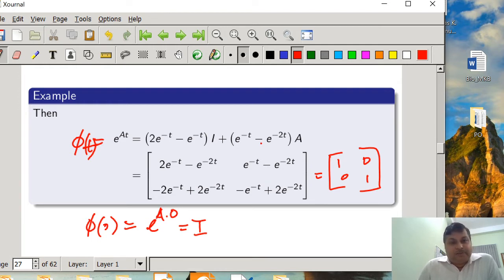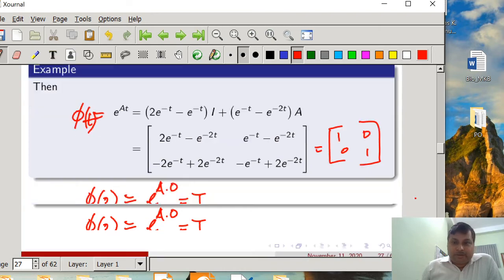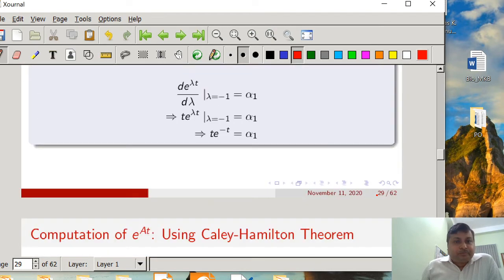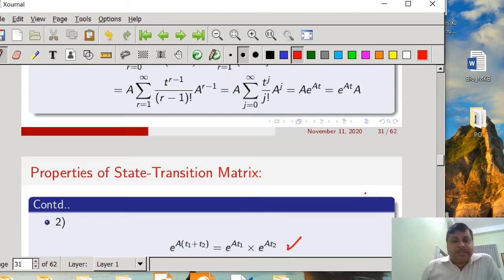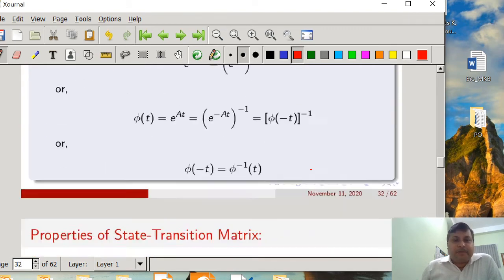So whether the things are correct or not, at least you can check whether e to the power a0 is the identity matrix or not. Okay, so we have another use of this property also. In this discussion I'm going to establish, or show, that one.